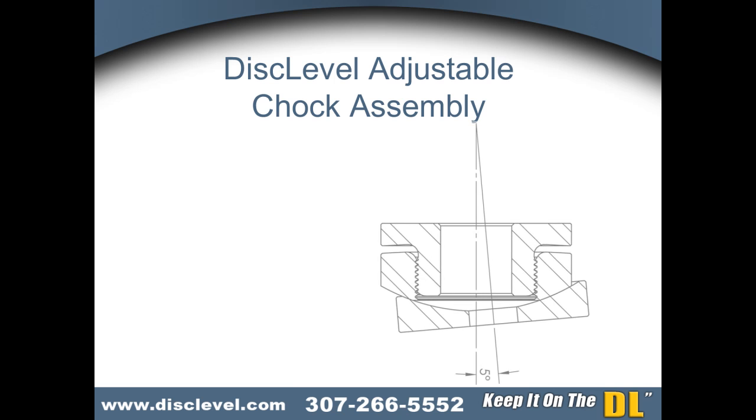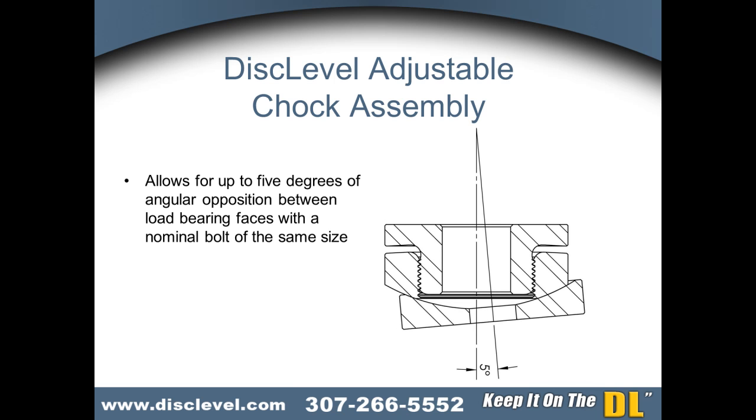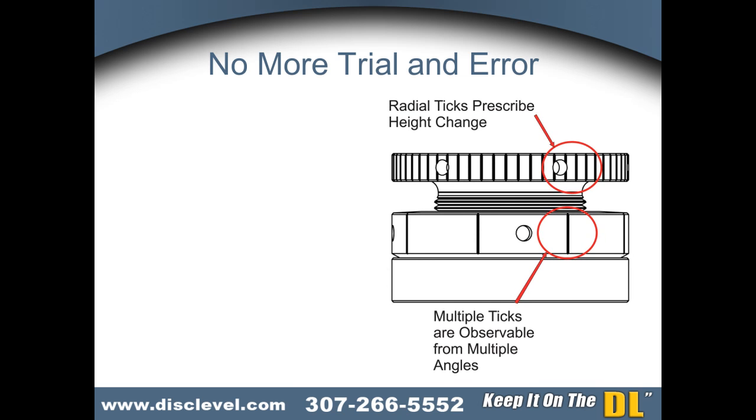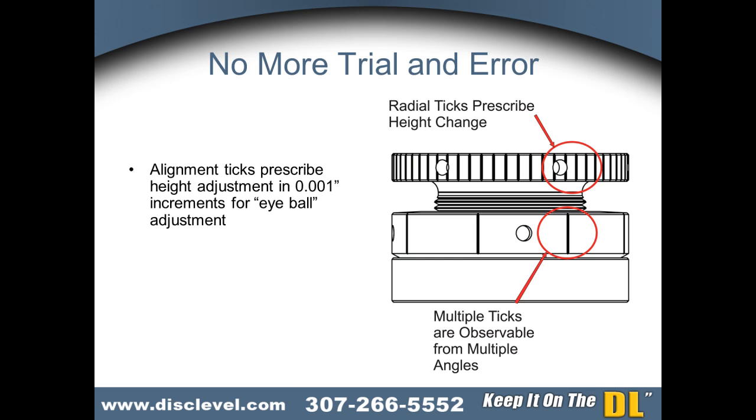Disc Level adjustable chock assembly allows for up to 5 degrees of angular opposition between load-bearing faces with a nominal bolt of the same size. No more trial and error. Radial ticks prescribe height change. Multiple ticks are observable for multiple angles. Alignment ticks prescribe height adjustment in 1/1000th of an inch increments for eyeball adjustment.